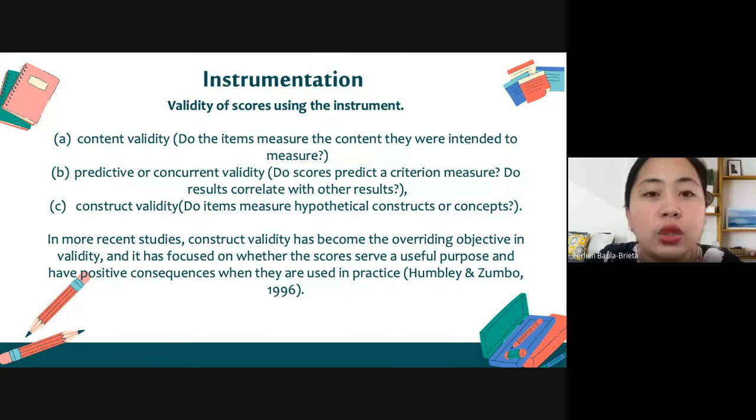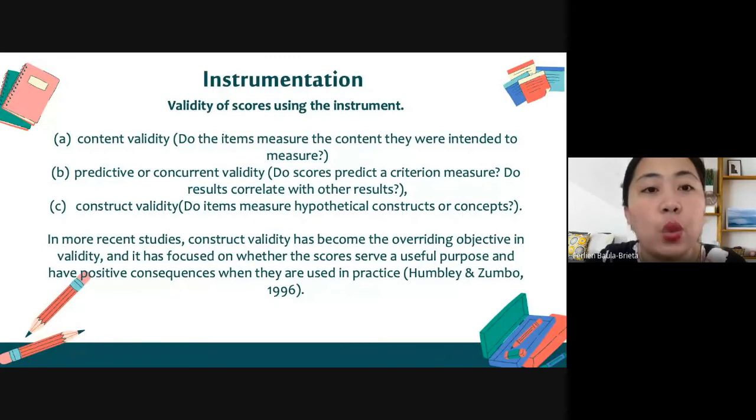Content validity will answer the question, do the items measure the content they were intended to measure? By doing so, you have to go back to your statement of the problem. In the statement of the problem, you have emphasized in detail the problem or the objective that you want to answer. All of these written in your statement of the problem must be present in your instrument, must be represented by a question and a way to measure it. That is how you do content validity.